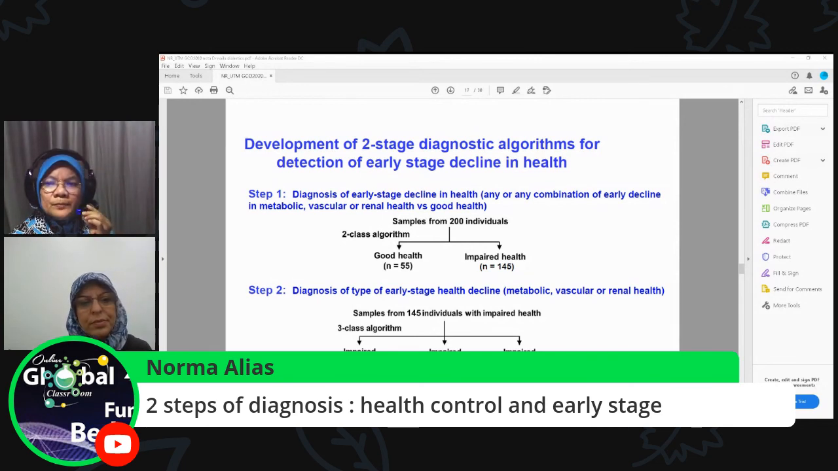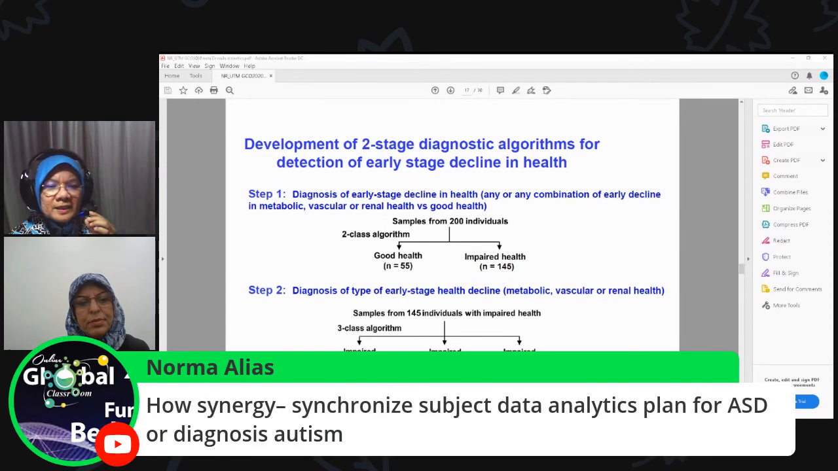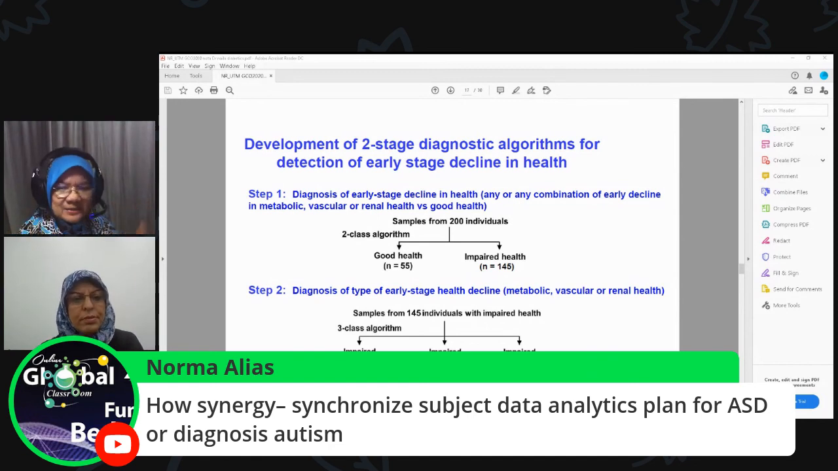Okay, right. Since it's very clear, the way you categorize the data, I'm really impressed with how you synchronize the subjects, the data analytic plan, and the activities in the clinic for diagnosing autism. So how do you compare and match between the two parties?